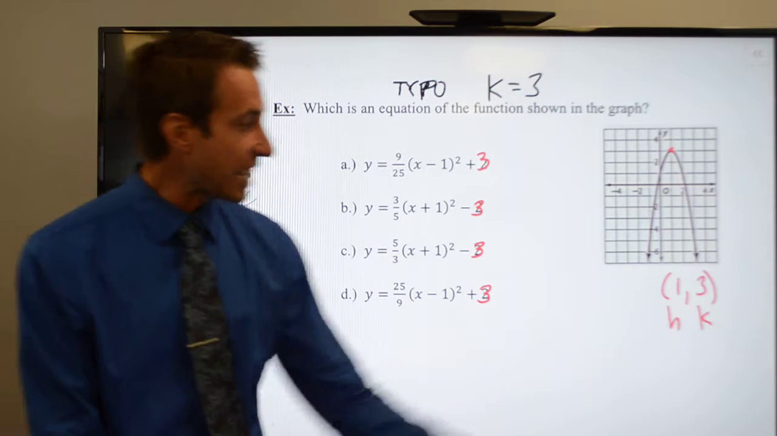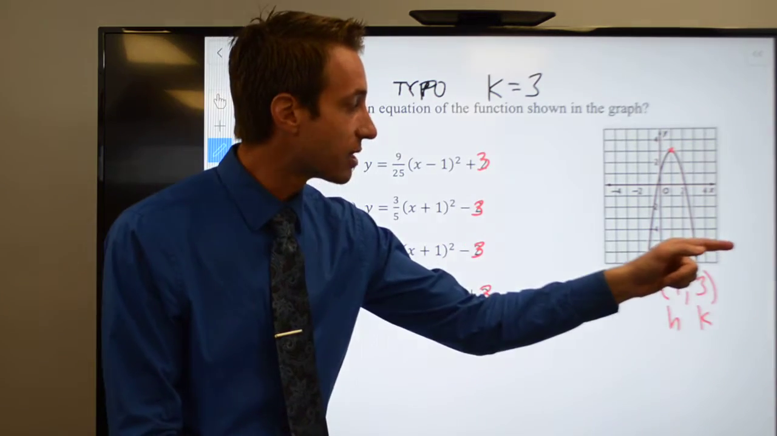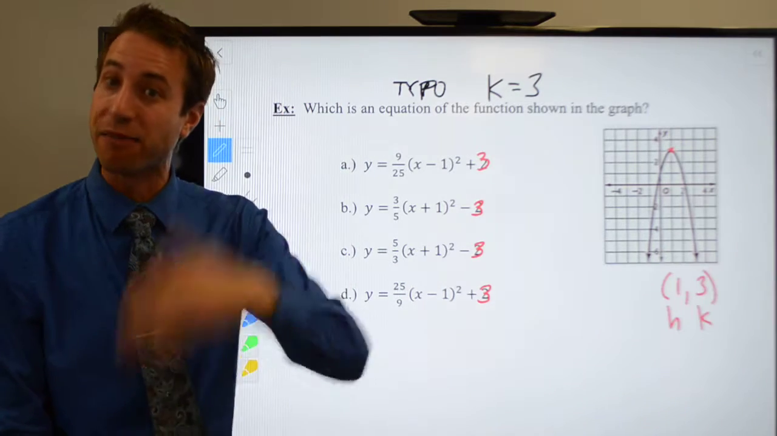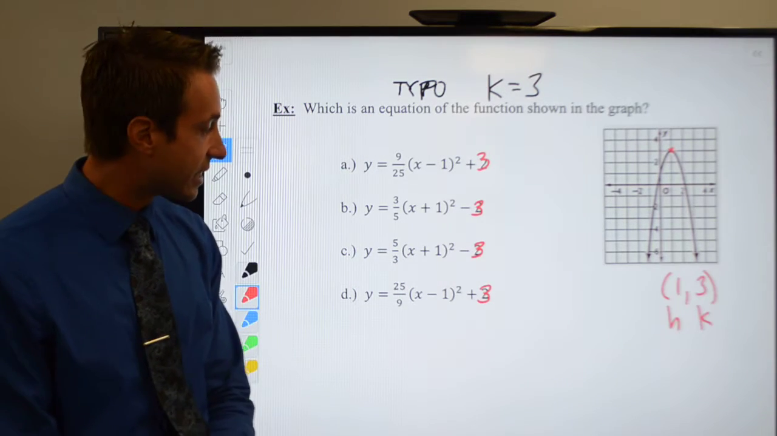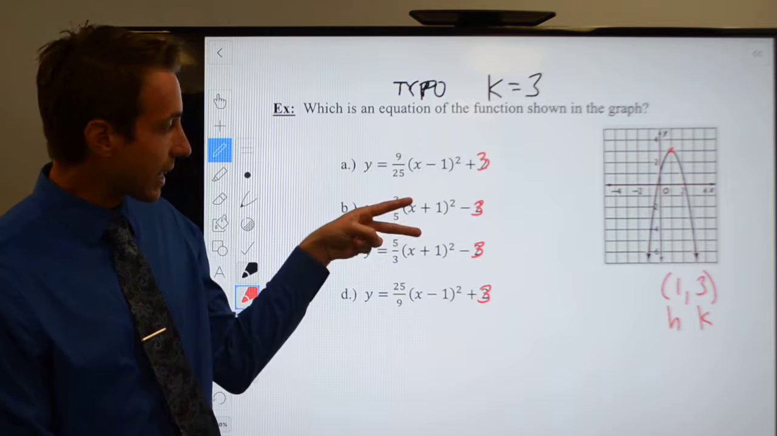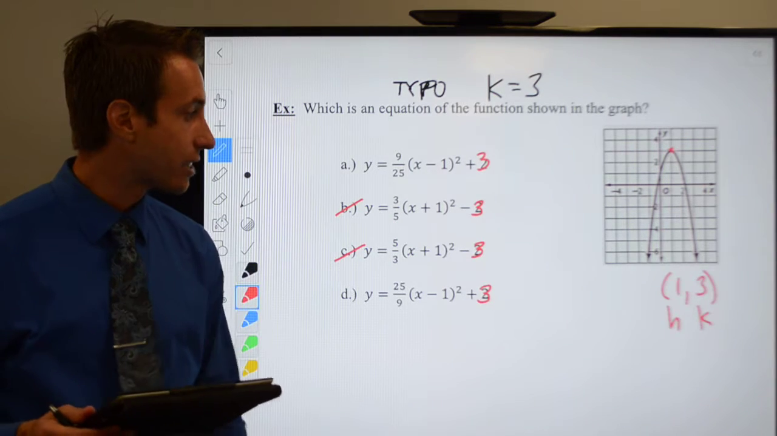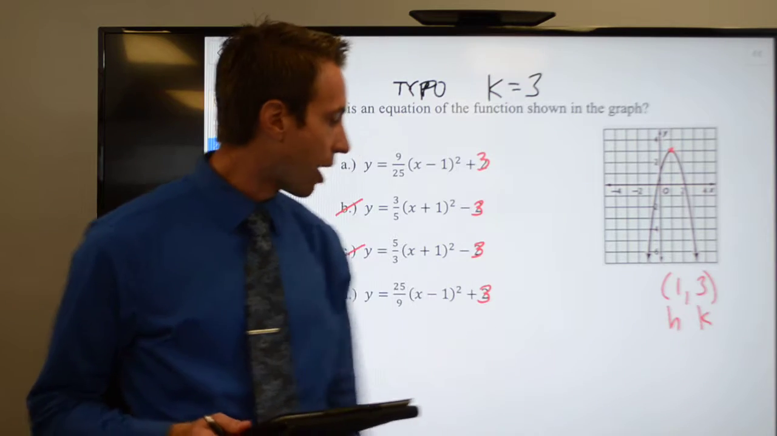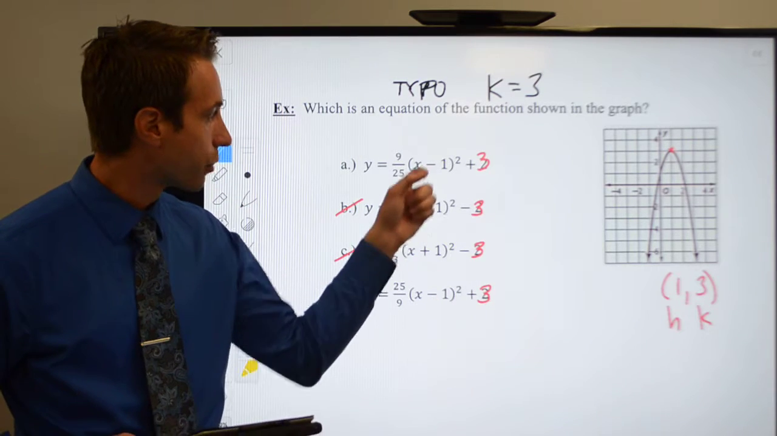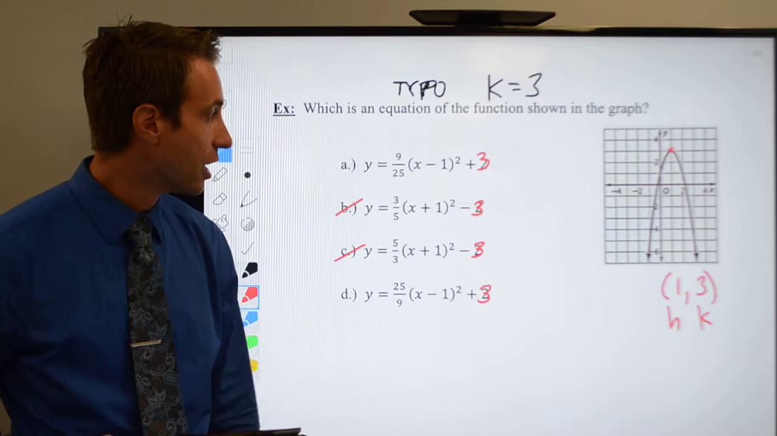I know that h, because I went in the positive direction, in my vertex form is going to be a -1. Well, that means I could throw out both of these. Neither of those could be the correct answer. K needs to be a +3, so -1, +3, -1, +3.